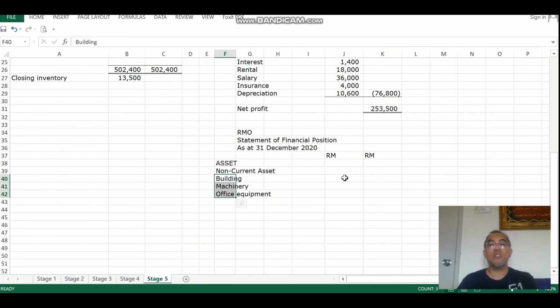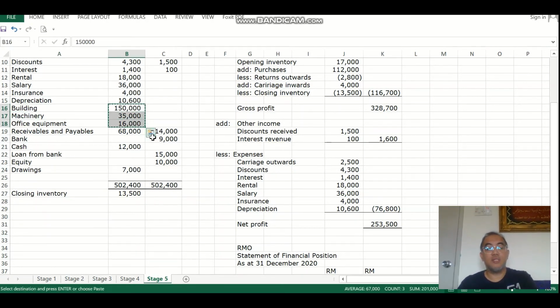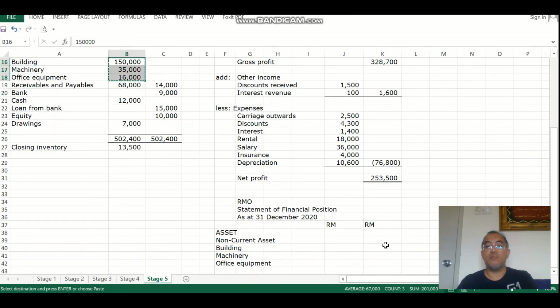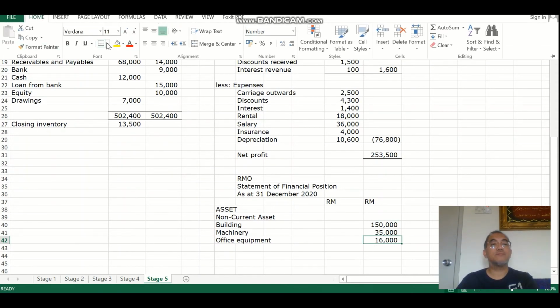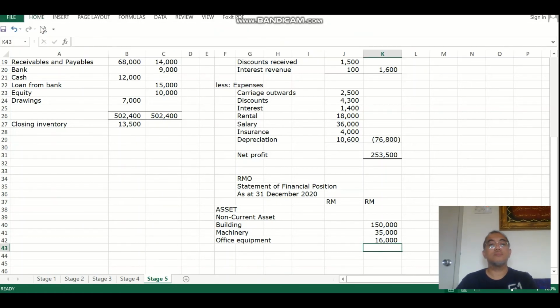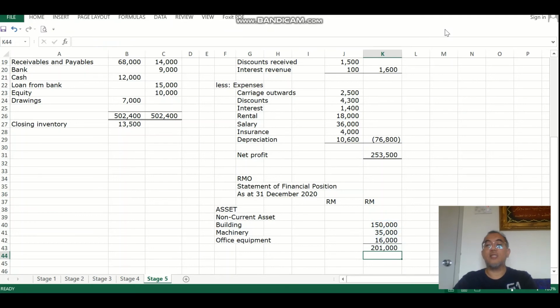Okay, how much is all of those? Building 150, 35, and 16. So I just copy and I put it here. Okay, so we have the total. How much is our total? Total non-current asset is 201,000.